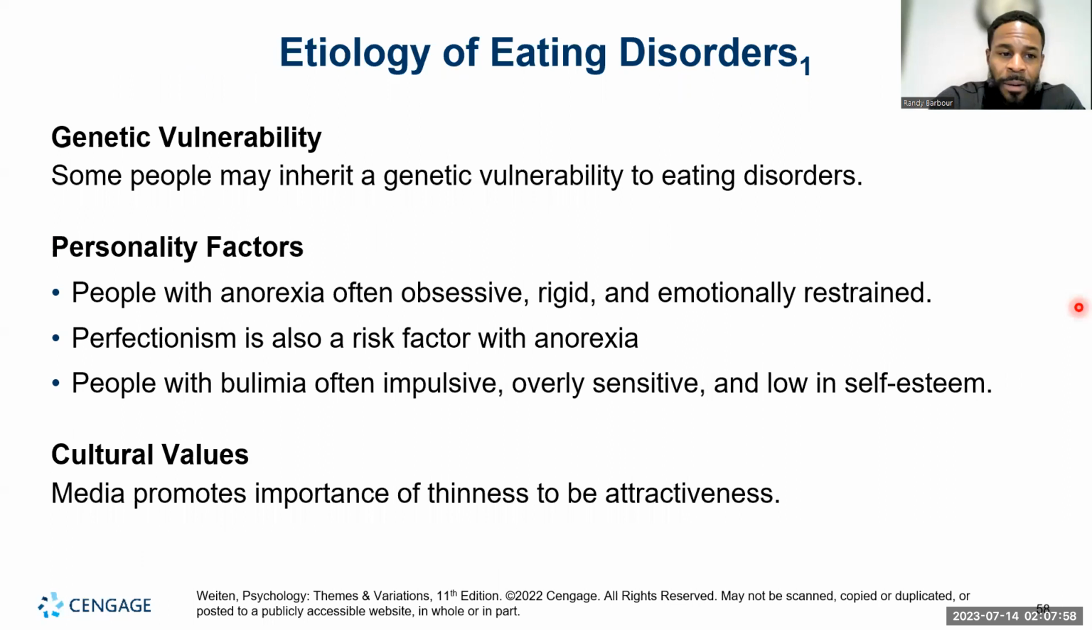The etiology of it: there is some genetic vulnerability, but for the most part, if your mom had an eating disorder, you may also develop one, but the concordance rate is not as high as other psychological disorders. Then personality factors, right? Someone who is more pessimistic, someone who is neurotic, always thinking about the worst, really anxious about things, may develop one. Someone who is more rigid, emotionally restrained, may develop anorexia.